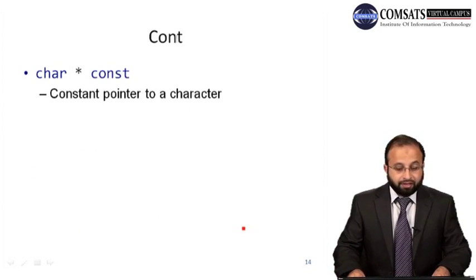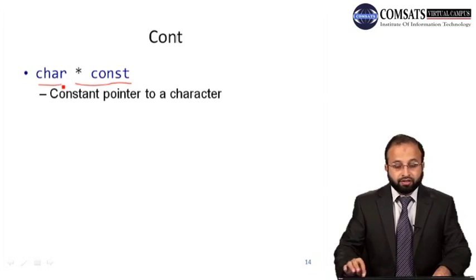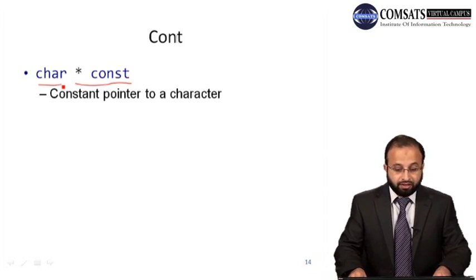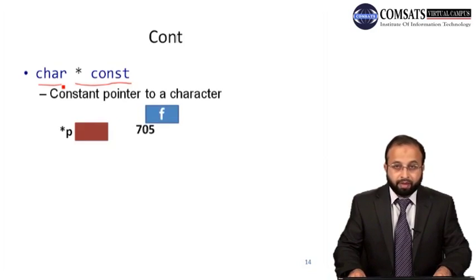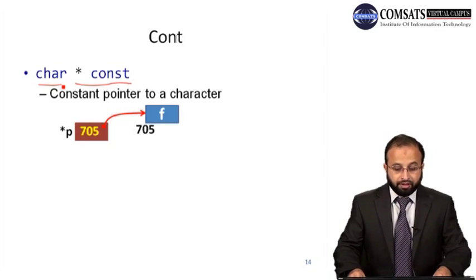Then the other case is character star const. Now the pointer is constant and the character is not. So a constant pointer to a character. Let's see the example. So we have a pointer, we have a memory location where we store a character f, and the address of that memory location is, let's say, 705, that is assigned to this pointer, and then this connection is established. Now the pointer points to that memory location where we have a letter or character f. Now, if we want to change the value of f from f to c, we can change it. That is allowable.